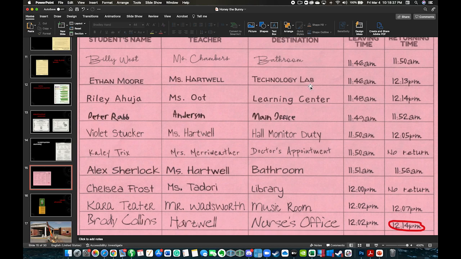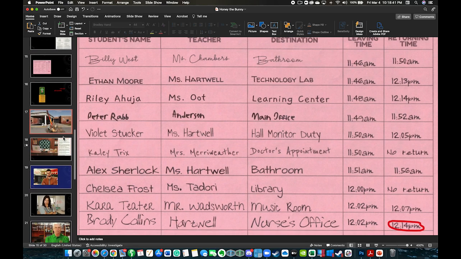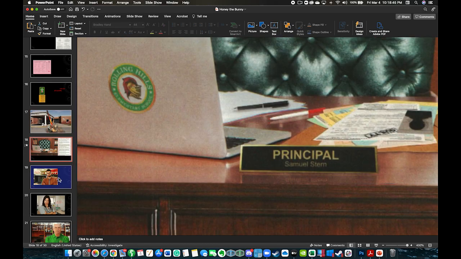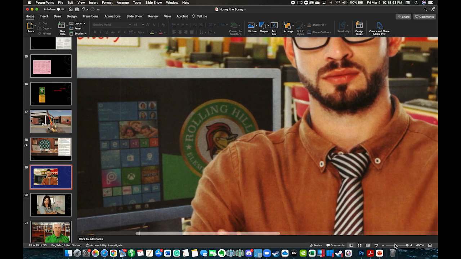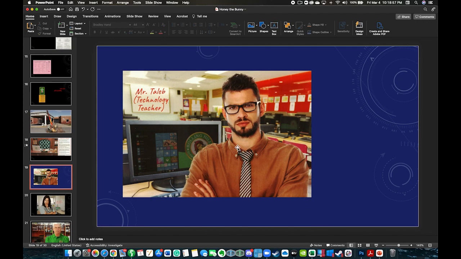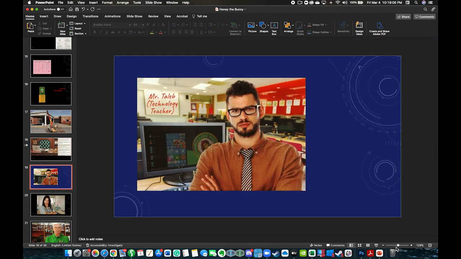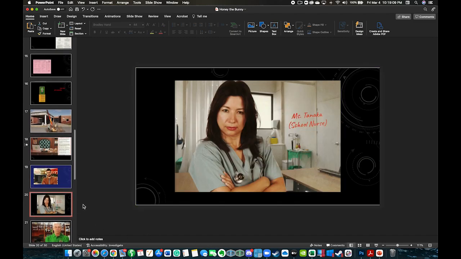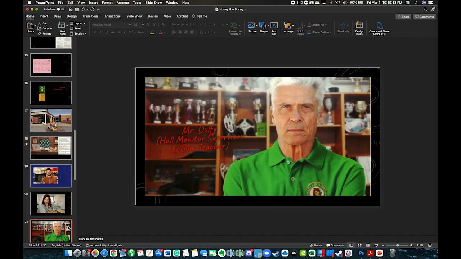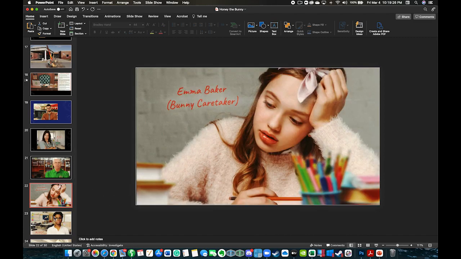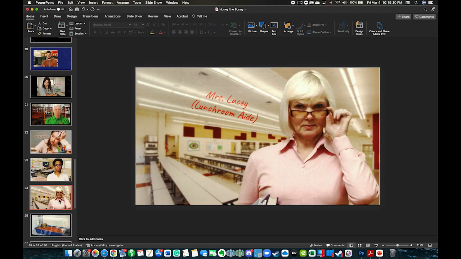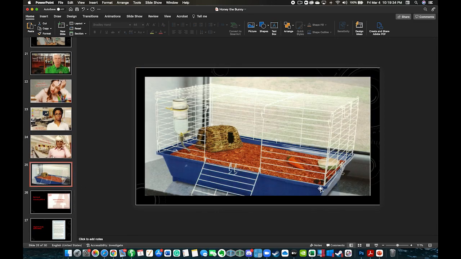So we are going to look at the photographs again. Let me check them out. We checked that already. Principal's office. Technology teacher. What's that back there? Okay, nothing. That's the school nurse. That's Mr. Duffy. Emma Baker is the caretaker. That's the teacher aide. Now, are we missing something in here?